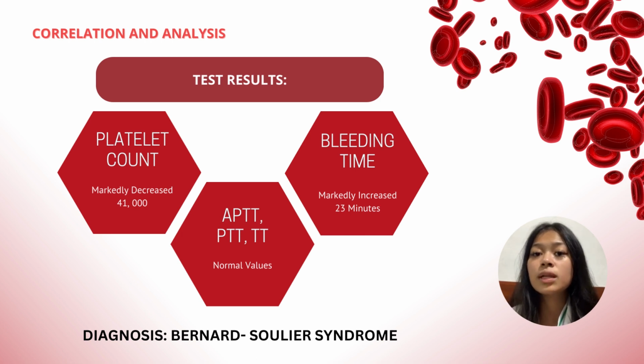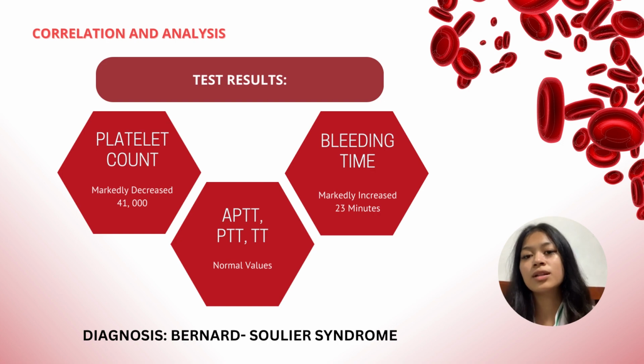Lastly is the normal APTT, PT, and thrombin time. The normal results for APTT, PT, and thrombin time indicate that the patient's clotting factors and thrombin generation are within the expected range. This suggests that the bleeding disorder is likely related to platelet function rather than a coagulation factor deficiency.